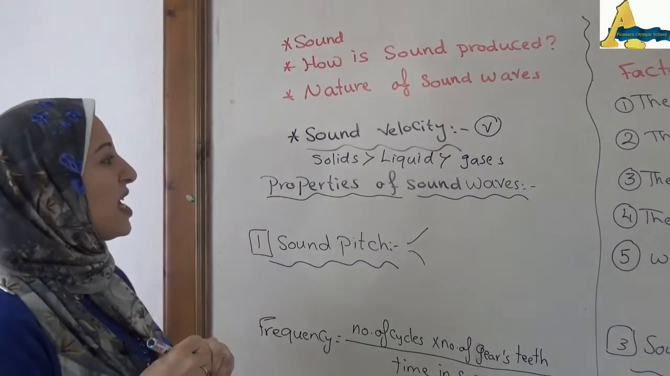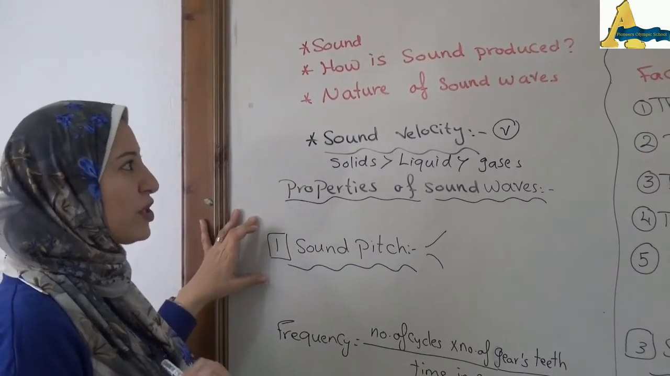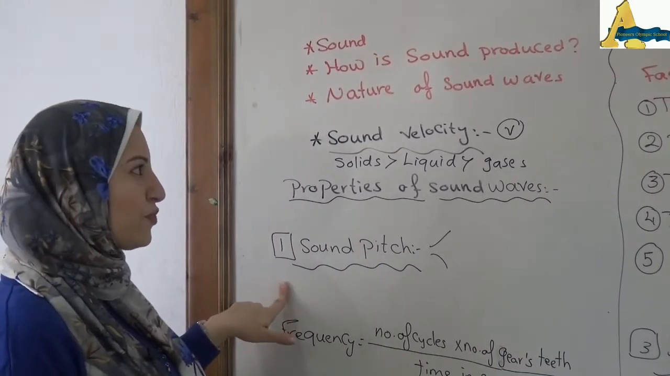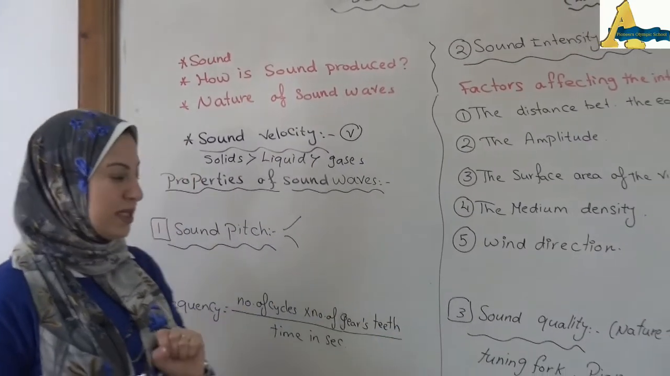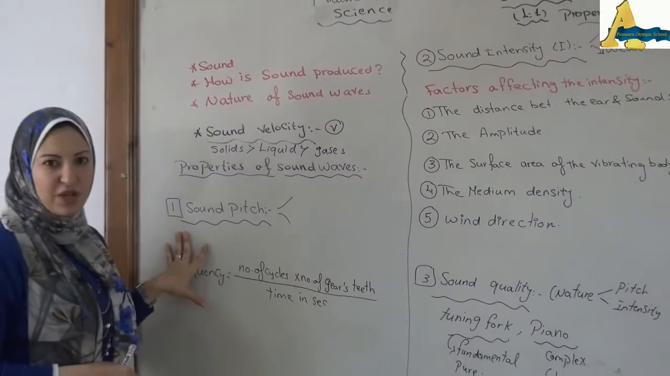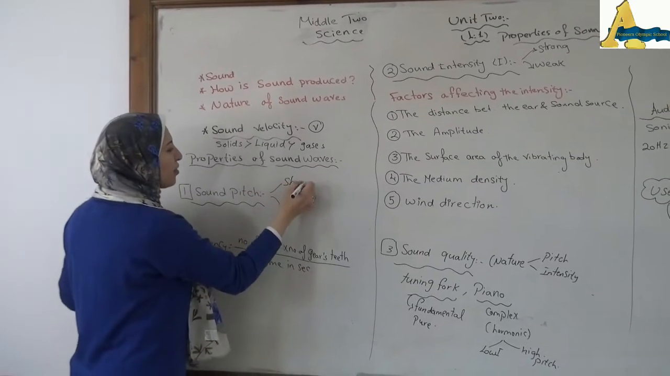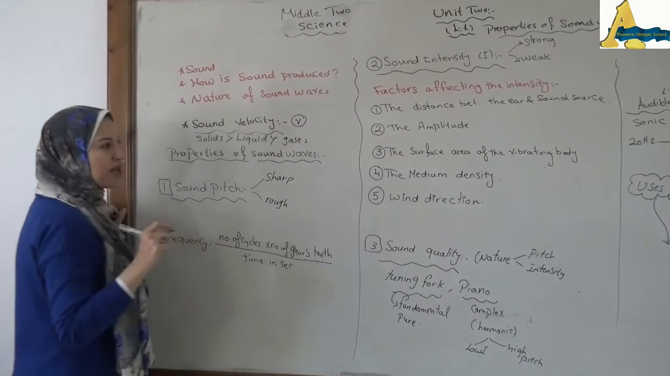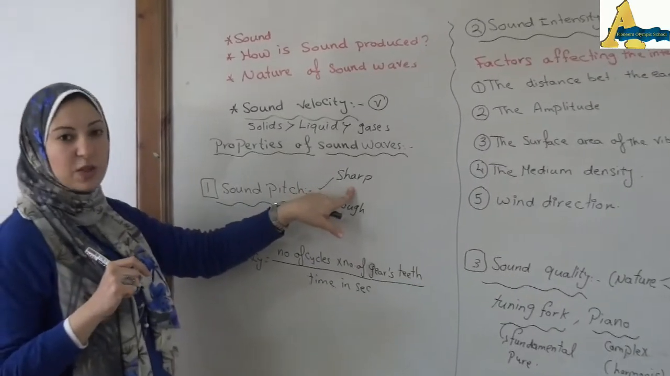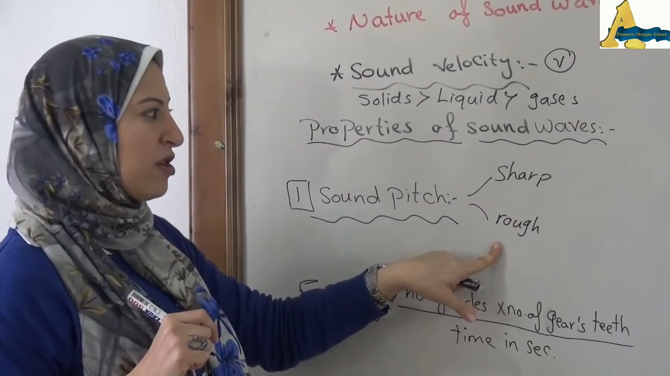As we said, we have 3 main properties for sound waves. Number 1, sound pitch. Number 2, sound intensity. Number 3, sound quality. Sound pitch is the property by which the ear can distinguish between sharp and rough sounds. Sharp sounds are like a woman or a sparrow, which is a bird, and rough sounds are like a man or even a lion.